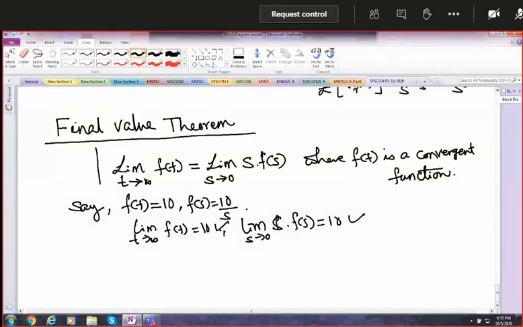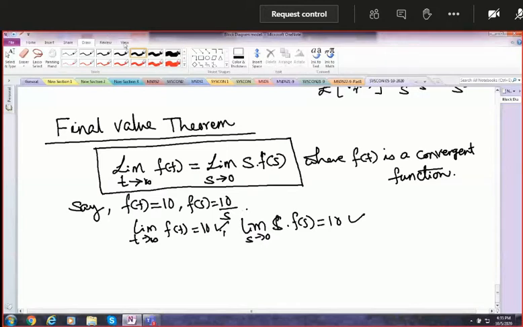Obviously, Laplace transform exists for analytic functions. There are many functions for which the Laplace transform does not exist. We are not going to deal with those kinds of systems.